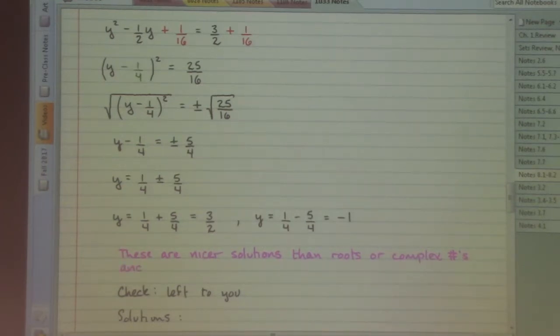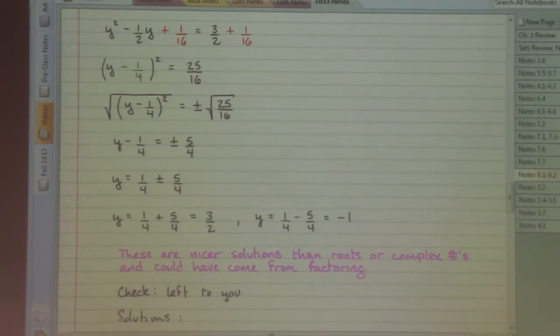And if we were being a little bit more thoughtful, because these ended up being nice, what that really means is that they could have come from factoring.